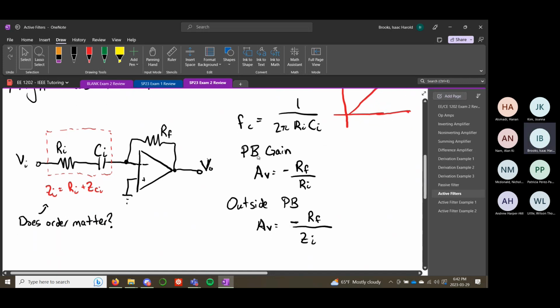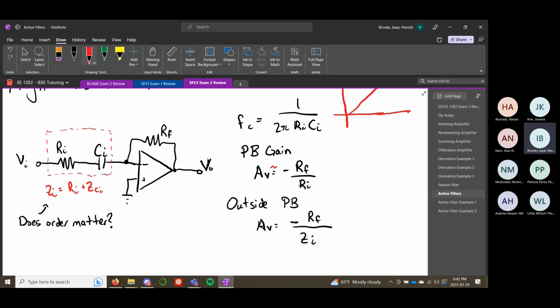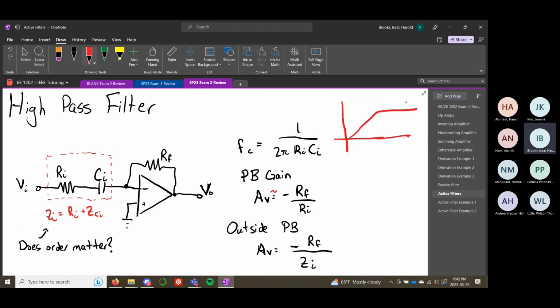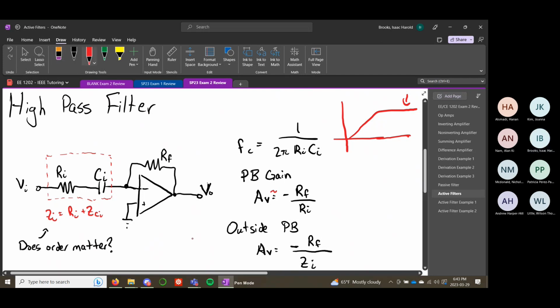Your gain in your passband is again approximated. This is an approximation, because in the passband, we're assuming that the capacitor is having no impact, which is to say that when we're in the passband, the frequencies are high enough that the capacitor is acting like a short circuit. And so this becomes basically just an inverting amplifier again. So in the passband, we can approximate our gain to be this. And outside the passband, of course, we use the input impedance instead of the input resistance, where your input impedance is Ri plus the impedance of your capacitor at that frequency.